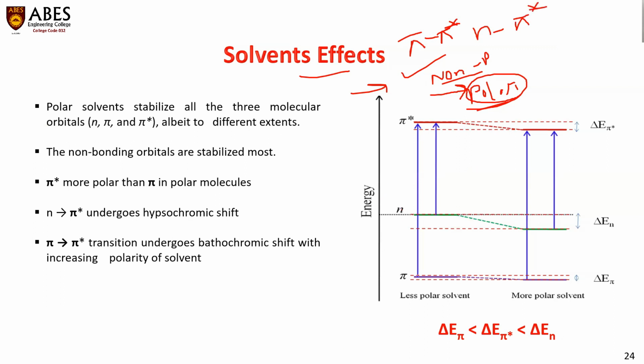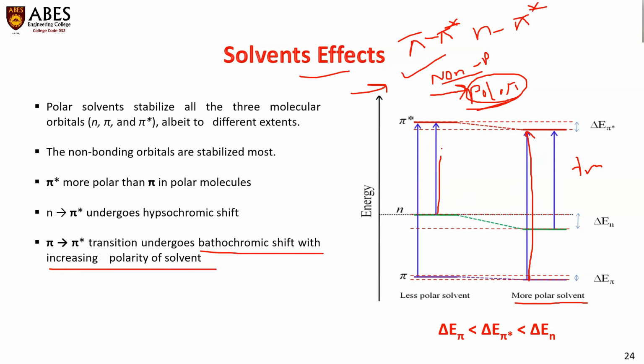Here we can see that when we record the spectrum, there is a transition pi to pi star. When this spectrum is recorded in a more polar solvent, the pi star state is stabilized. That means the band gap between pi and pi star is decreased. Band gap decreases, that means lambda max increases. So this type of transition shows the bathochromic shift with increasing polarity of solvent.